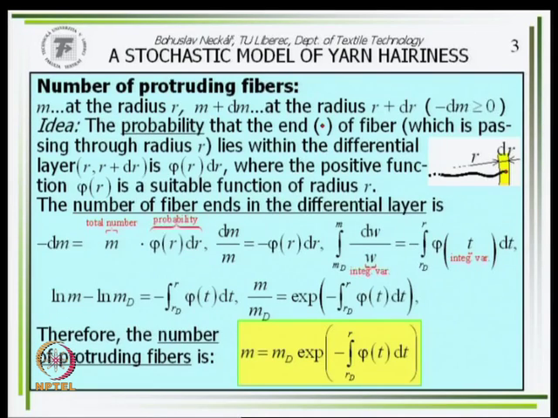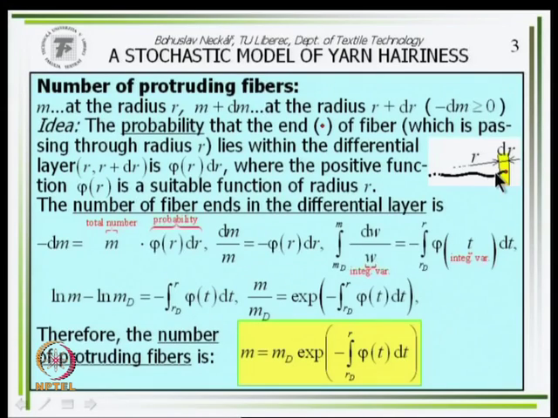It is a differentially small probability, isn't it? So it is related to dr, and we can call this probability phi(r) dr, where phi(r) is some real function and dr is a differentially small quantity of radius. So the probability that this fiber has its end immediately after protruding the radius r is phi(r) dr.